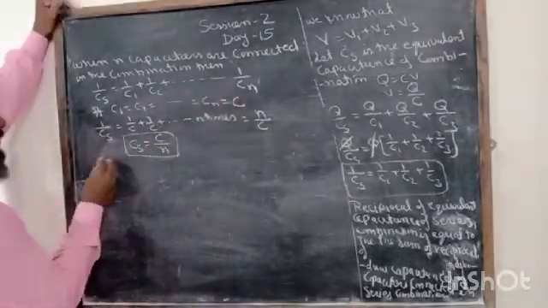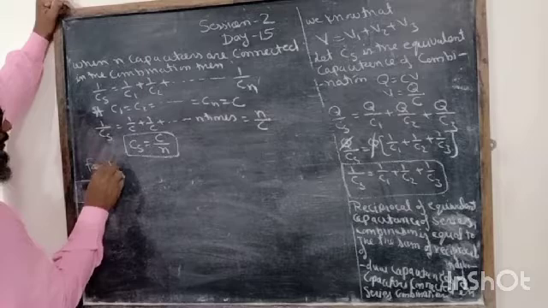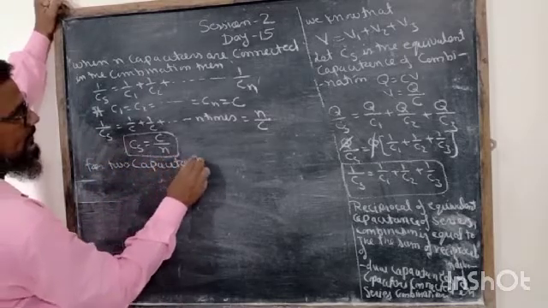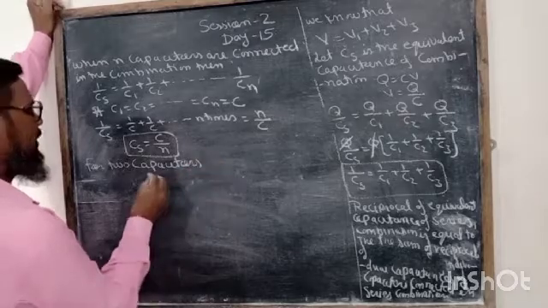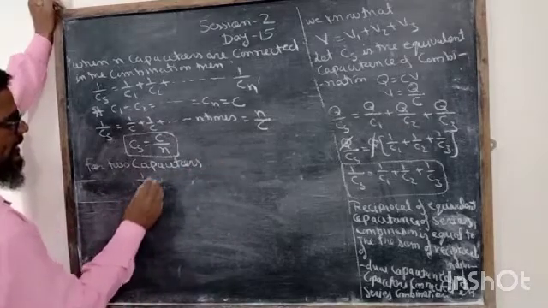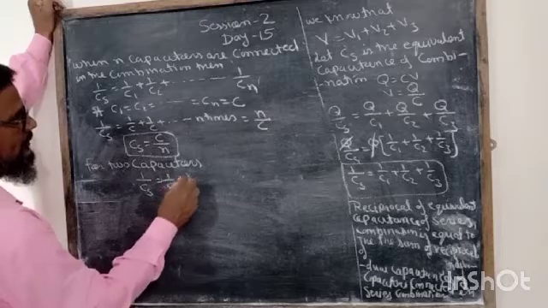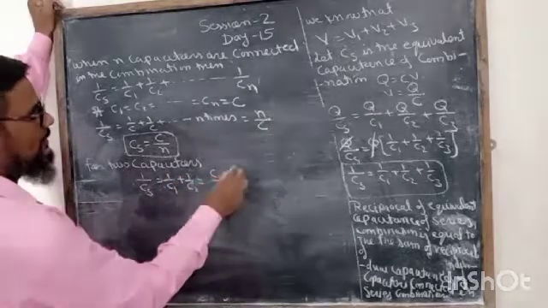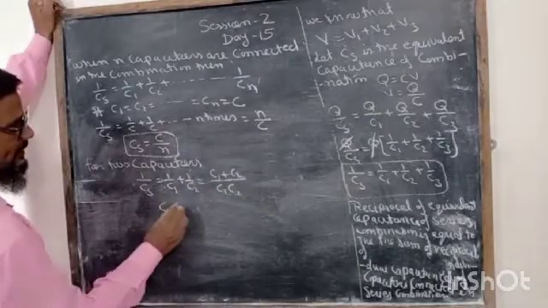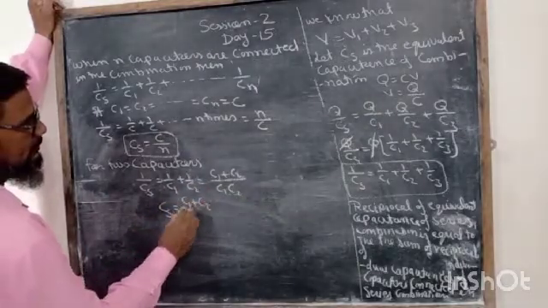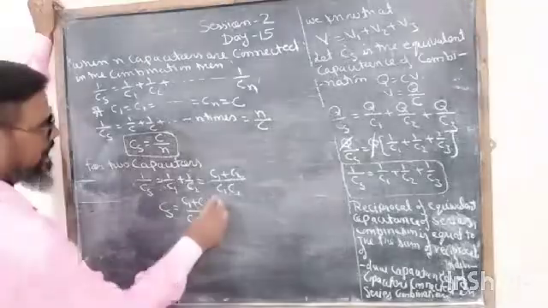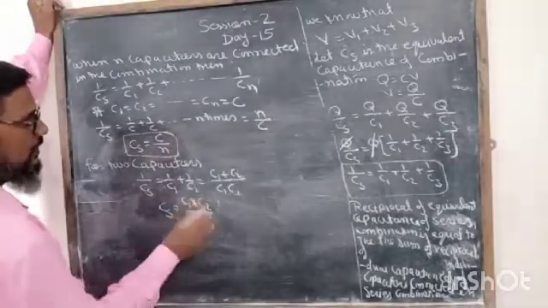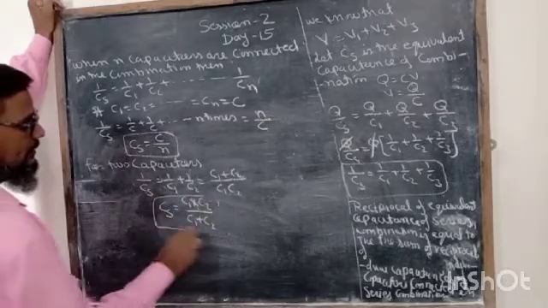Now, for 2 capacitors, if only 2 capacitors are connected in series combination, 1 upon Cs is equal to 1 upon C1 plus 1 upon C2. Taking the LCM C1 C2, we get C1 plus C2, which means Cs is equal to C1 C2 upon C1 plus C2.